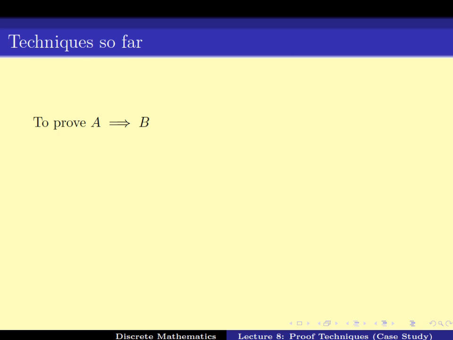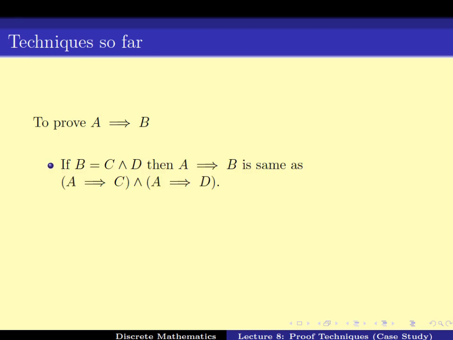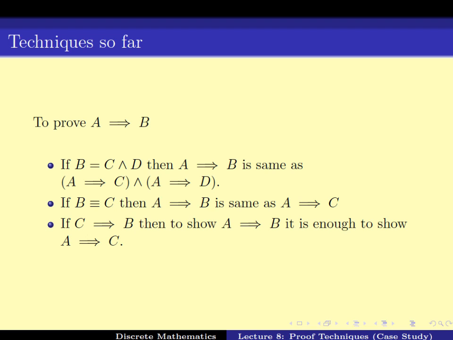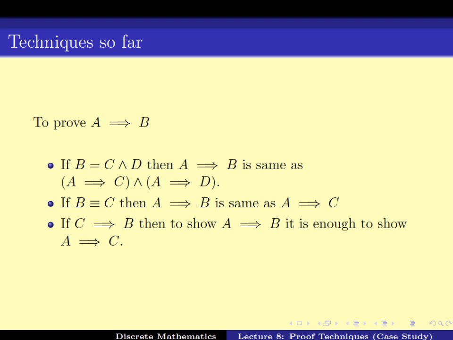Okay. So moving on. So the technique so far that we have seen is that to prove A implies B, we can either split up the problem into two smaller parts depending on whether B can be split up as C and D. We can also find a C which is the same as B, then proving A implies B is the same as proving A implies C. We also know that if C implies B and we can prove A implies C, then this is enough to prove A implies B. That means making it harder can actually be easier sometimes. So this is the kind of technique that we have learned so far.